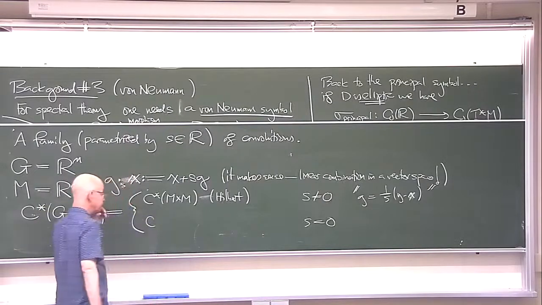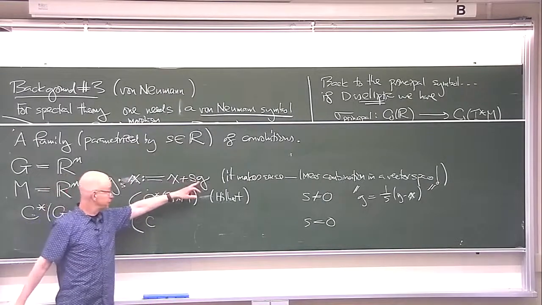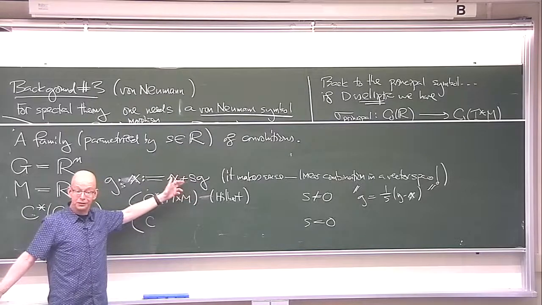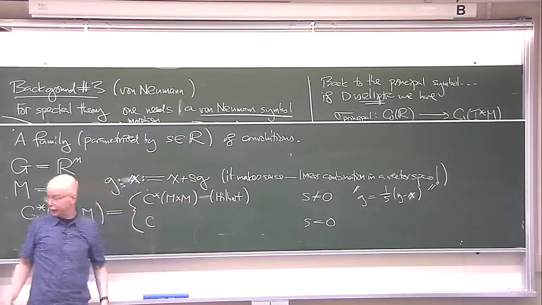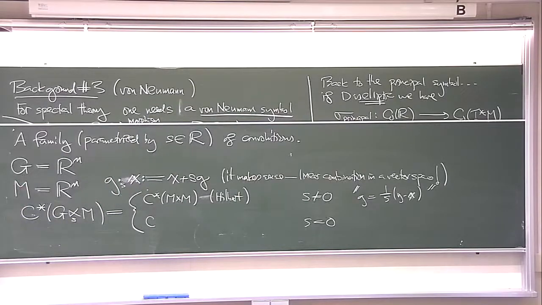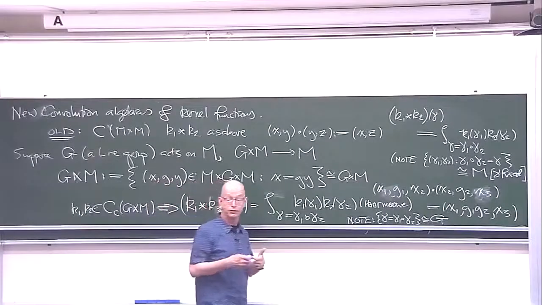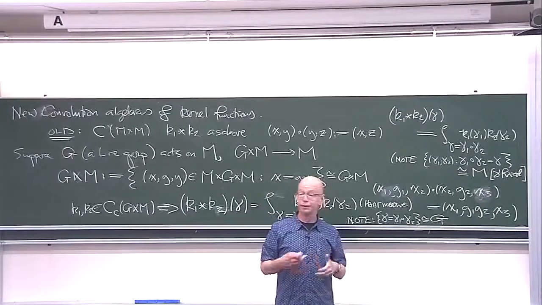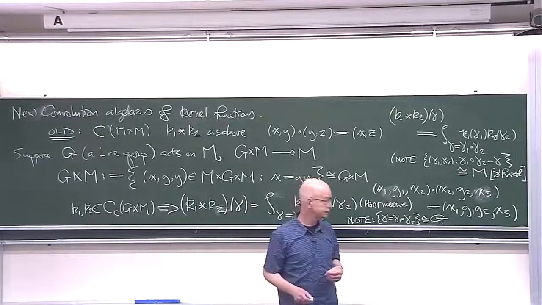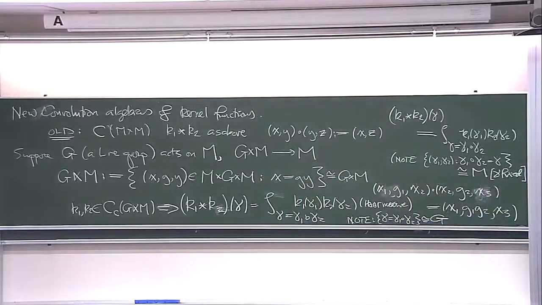On the other hand, suppose S is 0. If S is 0, there's no action at all. It's actually just a trivial action. And if you think about it, this convolution multiplication is just a combination of 2 things. The convolution multiplication, as far as the variable x is concerned, is just pointwise multiplication. But as far as the group element is concerned, it's ordinary convolution of functions on Rn, like you learn about in harmonic analysis. And so, maybe I'll put an isomorphism there. I'm going to write it like this.